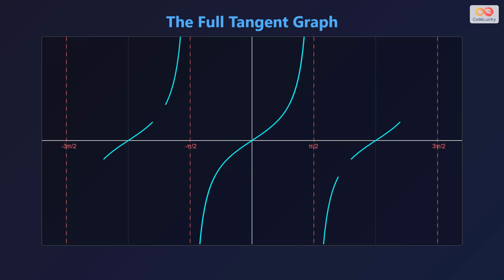When we zoom out, we see the full picture. The tangent graph is a series of similar curves separated by these vertical barriers. At every odd multiple of pi over 2, we have a vertical asymptote.